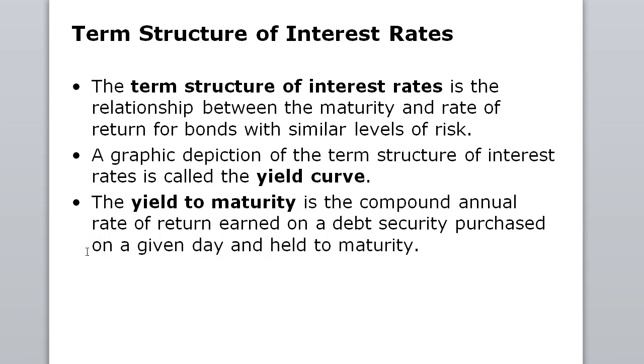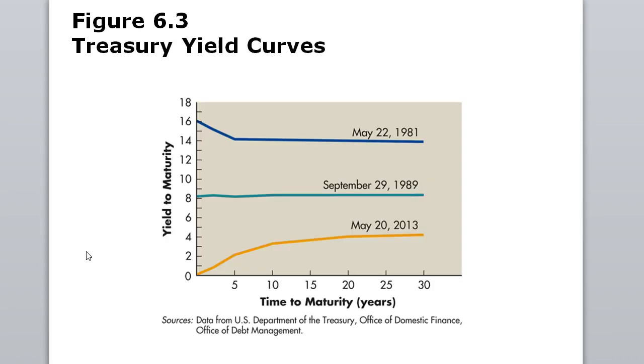So what about the term structure of interest rates? The term structure of interest rates is the relationship between the maturity and the rate of return for bonds at similar risk levels. When we display a yield curve, we're displaying the term structure of interest rates. The yield to maturity is the compound annual rate of return earned on a debt security purchased at any given point in time and held to maturity. Basically, it's the rate of return you're going to earn the day you buy that bond, and because bond prices fluctuate, the yield to maturity fluctuates.